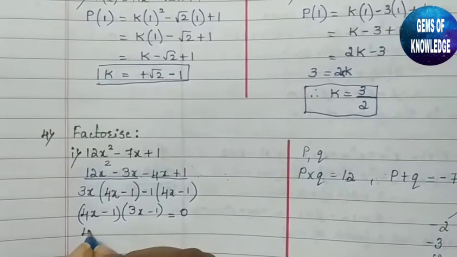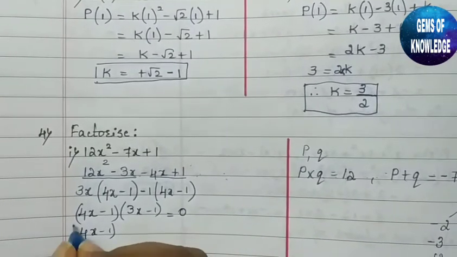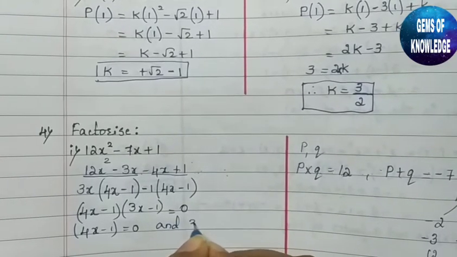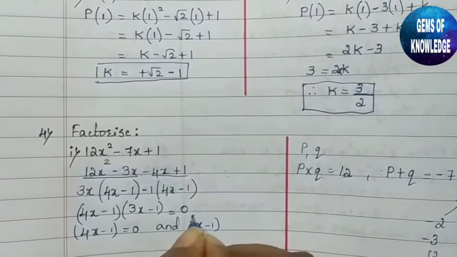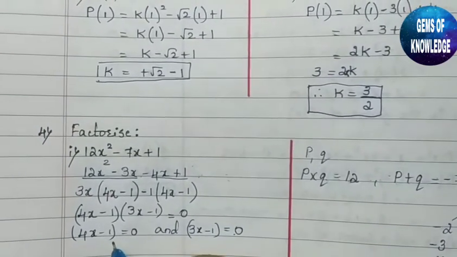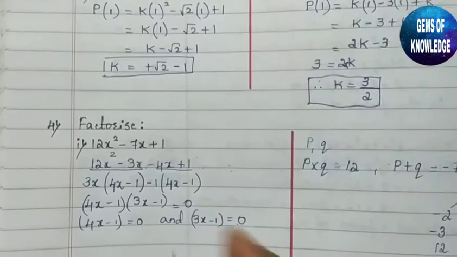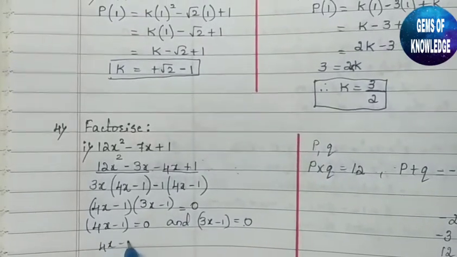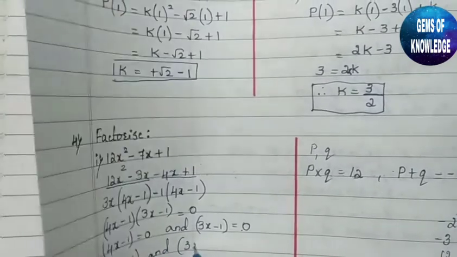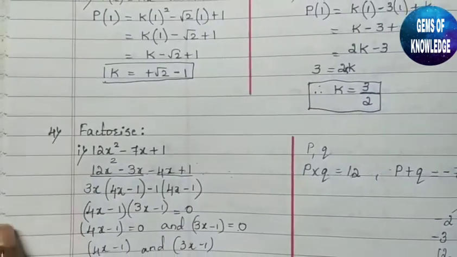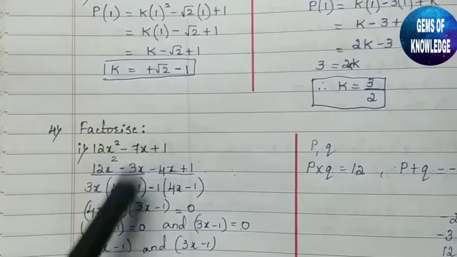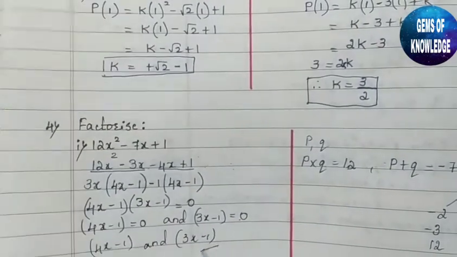What do you need to do here now? 4x minus 1 is equal to 0, and 3x minus 1 will be equal to 0. So now what are you getting? You are getting two values here, that is 4x minus 1 and 3x minus 1. So these are the values. After the factorization of this term, you are getting these two values.